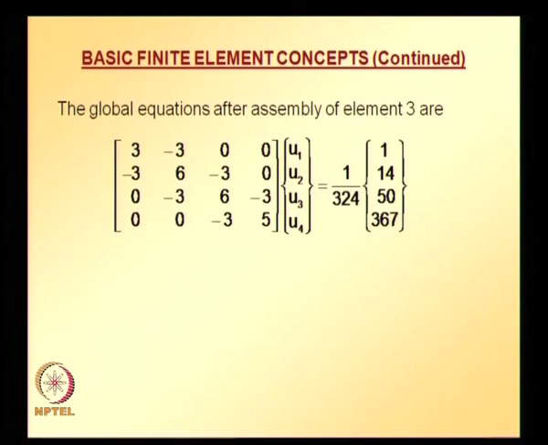Here we have to apply the essential boundary condition. What we have done is take the element equation system without boundary condition, we took care of the natural boundary condition, but we have still not imposed the essential boundary condition. The essential boundary condition for this particular problem is that u1 value is given: u1 is equal to 1 is the essential boundary condition.